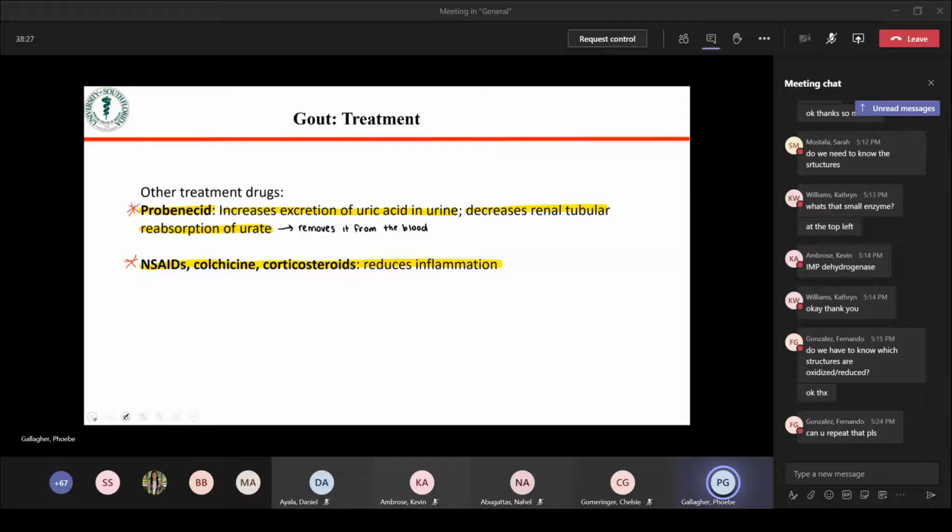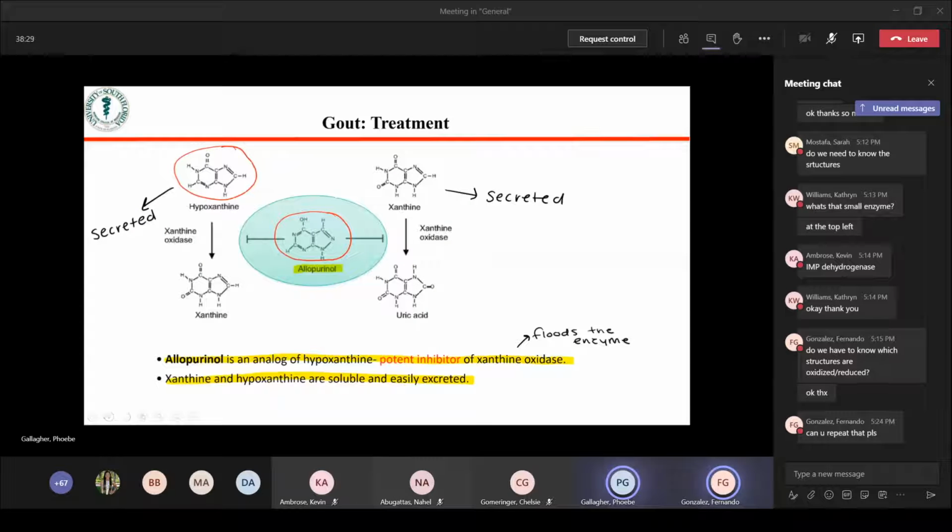The last slide when you talked about urinal, you said that the secreted part, the part that says that it's easily secreted.